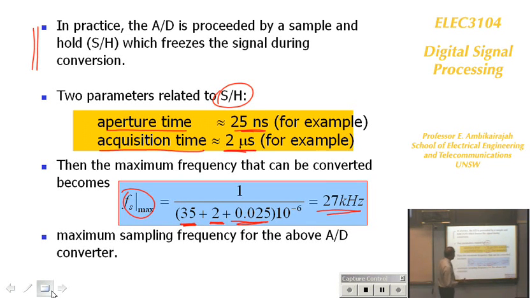So make sure your sampling frequency is well over 27 kilohertz. Because you need this amount of time to do all the conversion, you cannot sample faster than that. If your conversion takes 37 microseconds, you need to have your sampling period at about 45 microseconds. Okay. Hope you've understood that. If you haven't, you can ask us again, but you will be learning this in electronics as well.